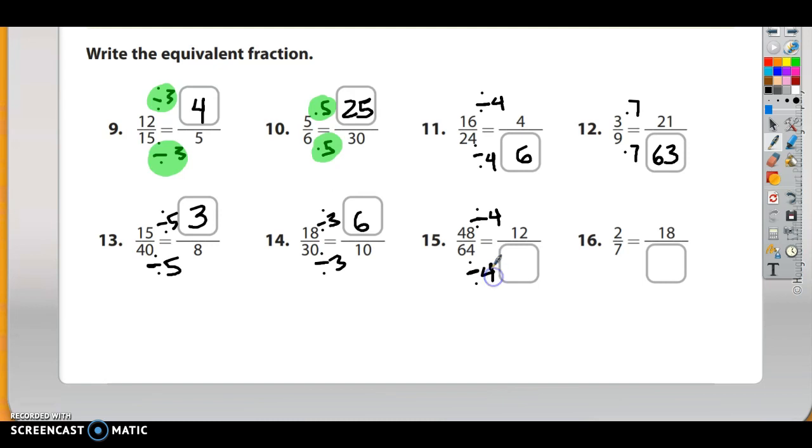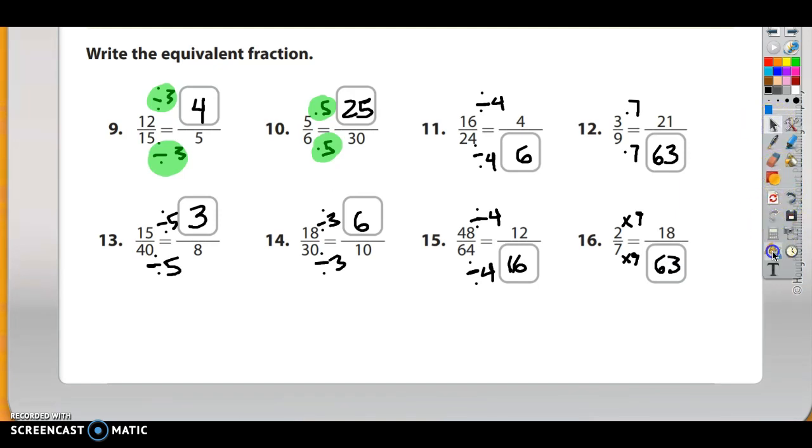If I'm going too fast, I'm sorry. Practice your facts. Pause the video. Do whatever you need to do. 64 divided by 4 is 16. And how did I get from 2 to 9? I multiplied by 9. 7 times 9 is 63. Alright, if you need extra help with those, let me know. I can give you a page.